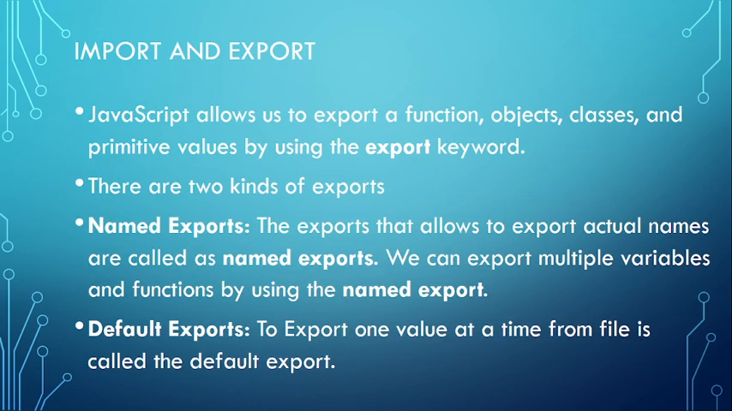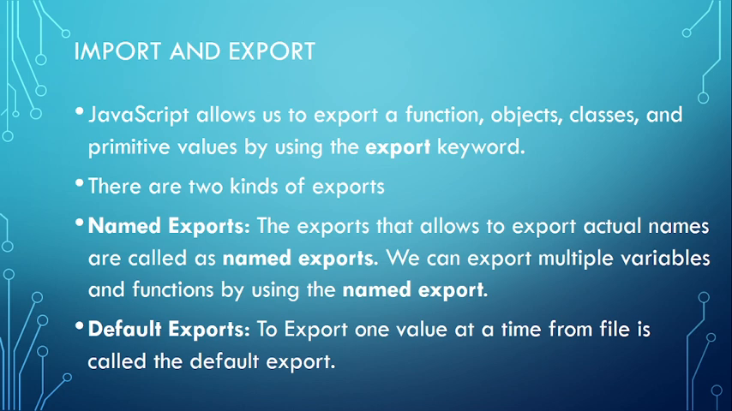So for importing and exporting the modules from one file to another file, JavaScript allows us to export a function, object, classes, and primitive values by using the export keyword. The functions, objects, classes and variables defined in one file can easily be exported to another file.